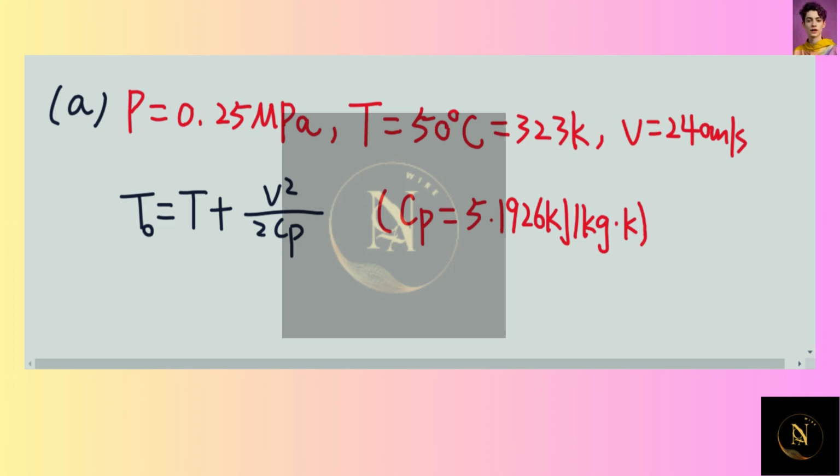Okay, so for this question, we know the pressure is given as 0.25 megapascal, the temperature is 50 degrees Celsius, which is 323 Kelvin, and the velocity is 240 meters per second. So therefore, T0 is equal to T plus V squared over 2Cp. T0 is the stagnation temperature we're looking to determine.